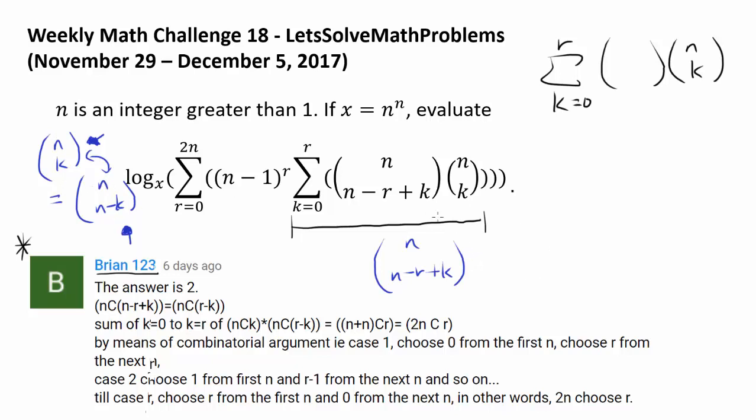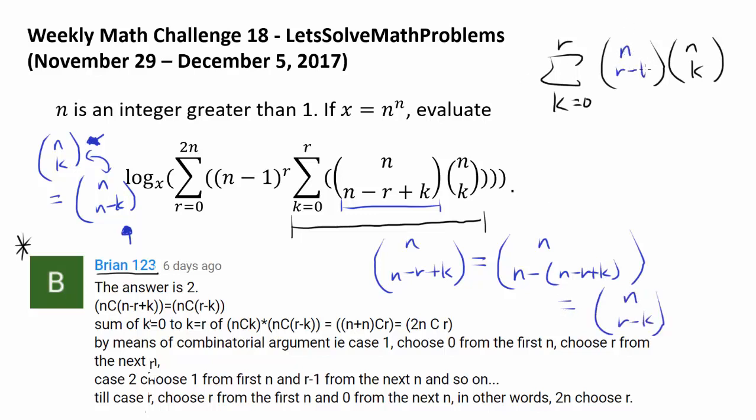So let's apply the identity to this expression, and that gets us n choose n minus r plus k, also known as n choose r minus k. That's more simplified, so let me put that in. So inside we have this summation, and this summation, as some of you pointed out, is a special case of Vandermonde's identity.